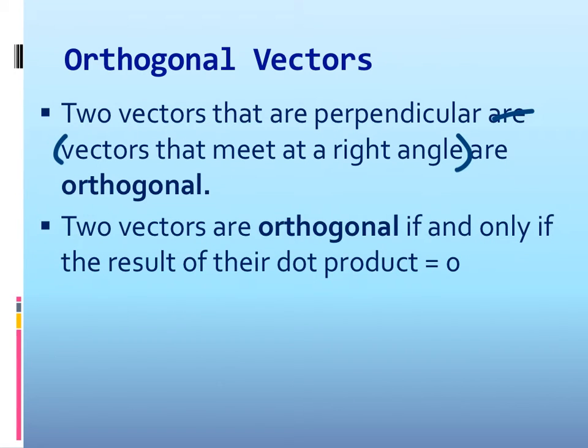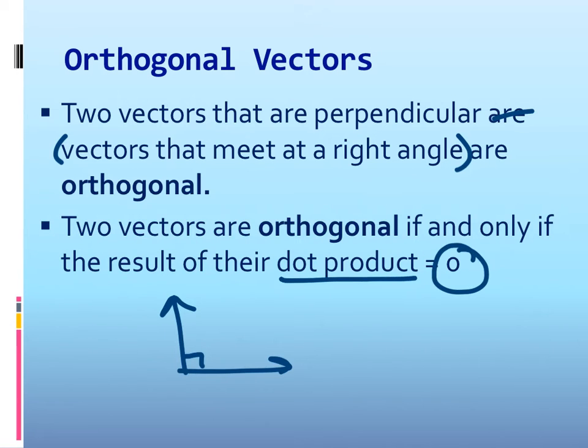The last thing that we're going to talk about in this section are orthogonal vectors. So two vectors that are perpendicular, or vectors that meet at a right angle, are called orthogonal. And two vectors are orthogonal if and only if the result of their dot product is 0. So that's how we'll be testing to see if two vectors are perpendicular. Obviously, just graphing them out is not enough information, although it would be helpful to check our work. The way we'll do it is by finding their dot product, and if it equals 0, then we know that they're orthogonal.